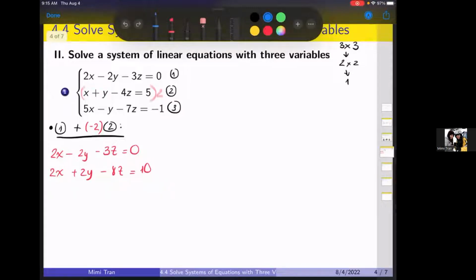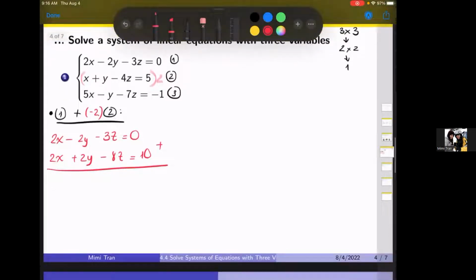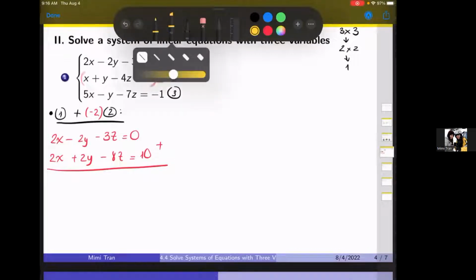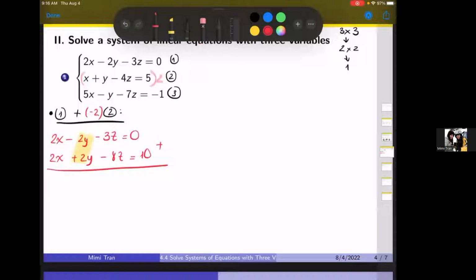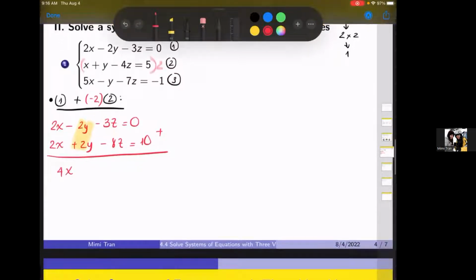Maybe I'll use red, it's fine. I need blue later maybe. All right, now I can eliminate y. So I have 4x, if you add equation 1 and equation 2, 2x plus 2x is 4x. Negative 3z minus 8z is minus 11z equal 10. I'm going to call this equation 4.